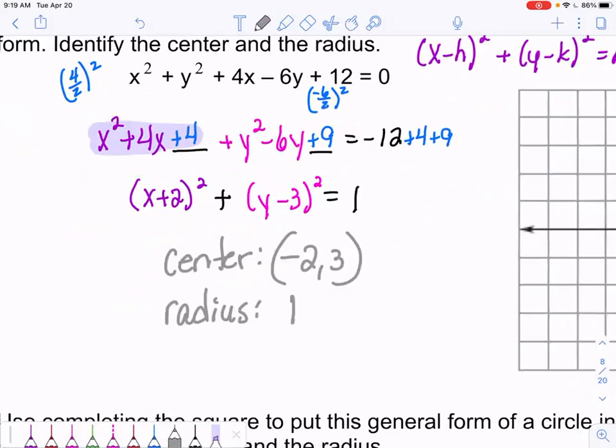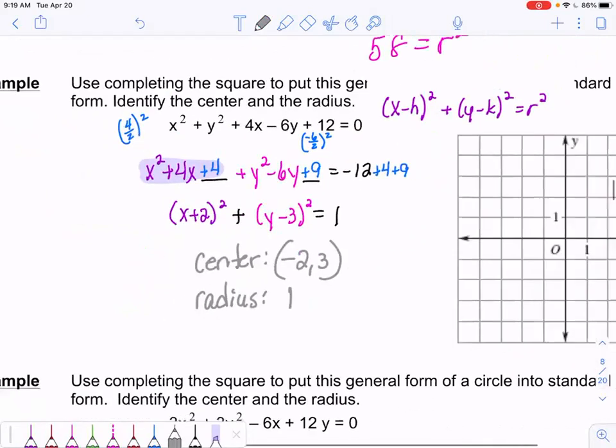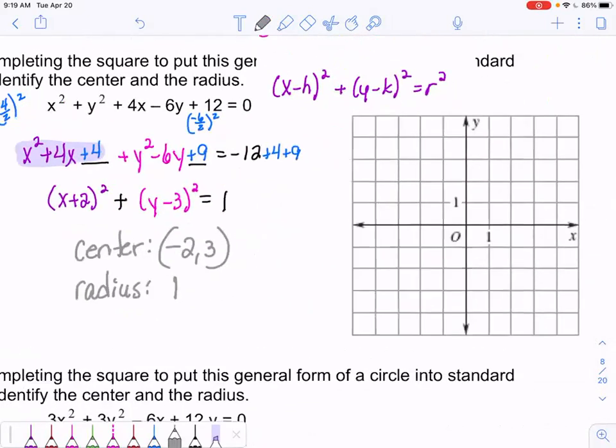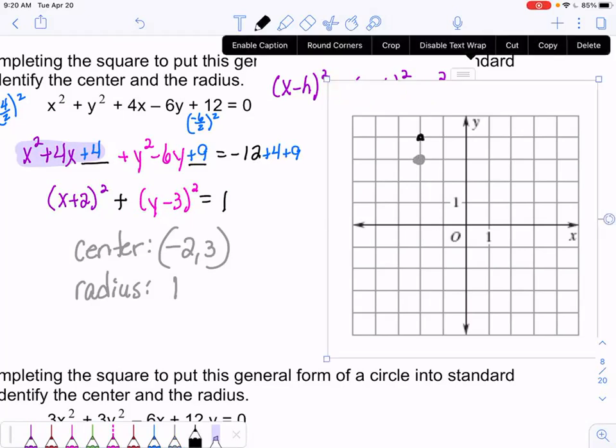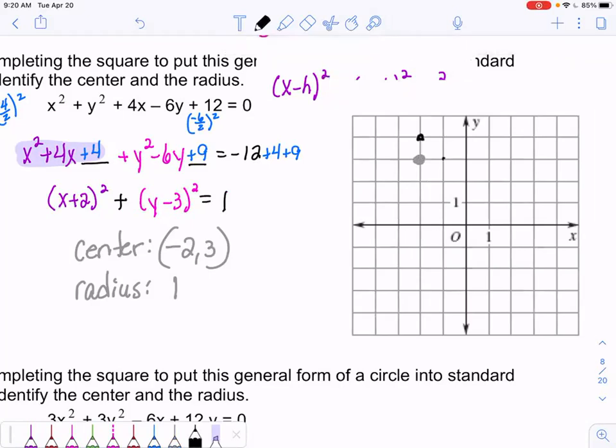So I'm going to graph this because you will be asked to graph, and just to make sure you're okay graphing. So we are going to graph this. He said the center is at -2, so over 2, up 3. And then the radius is just 1, so 1 in every direction, left, right, up, down. There we go. Does anyone have questions?